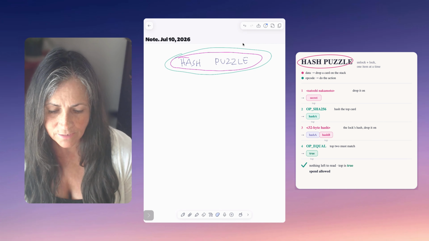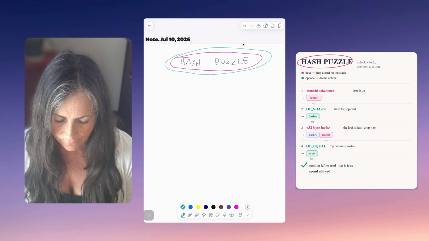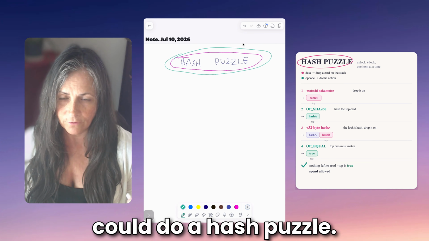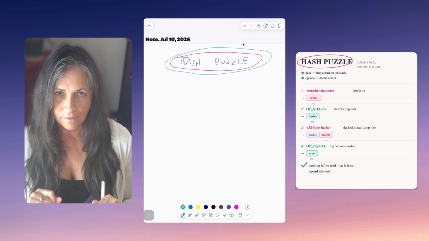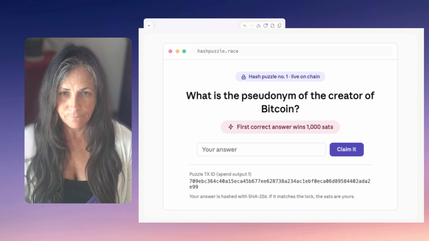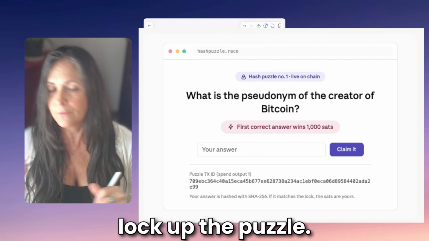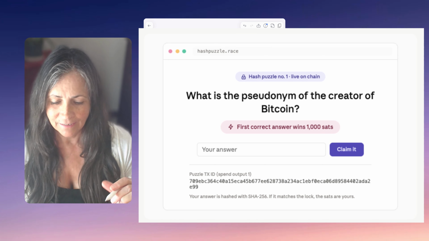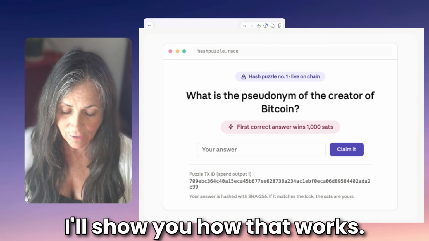All right, to start, the locking script for this hash puzzle, and there's lots of different ways you could do a hash puzzle. This is a really simple way. And taking a step back, basically, let's pretend there's a website out there and it says, what was the pseudonym for the creator of Bitcoin? So that's the question. And we're going to lock up the puzzle. Right now, I'll show you how that works.